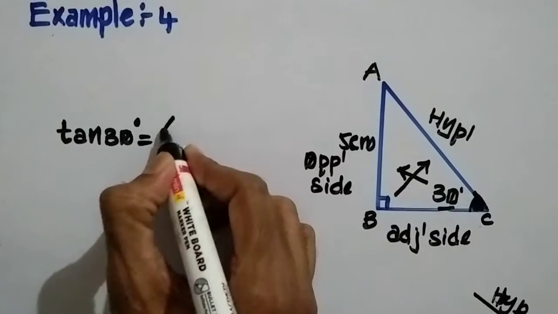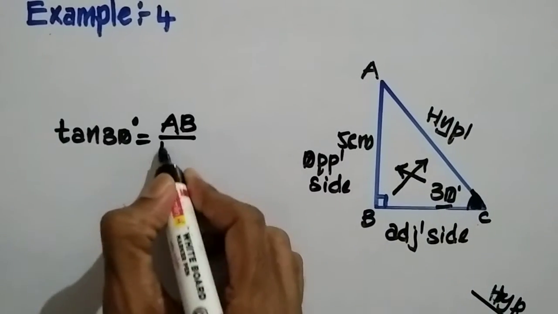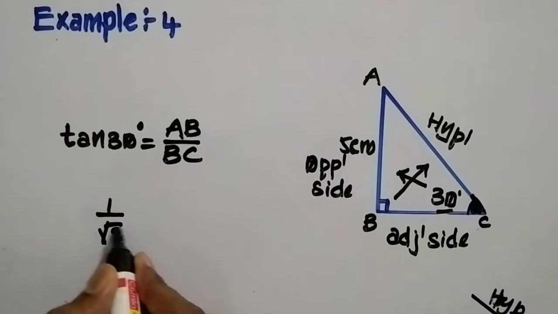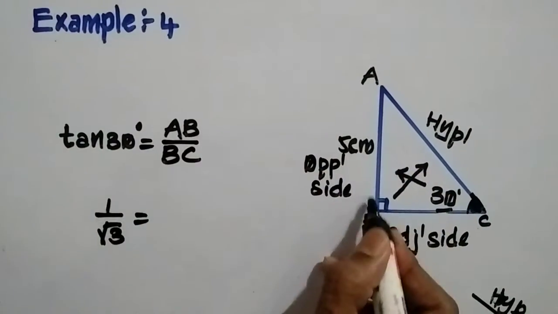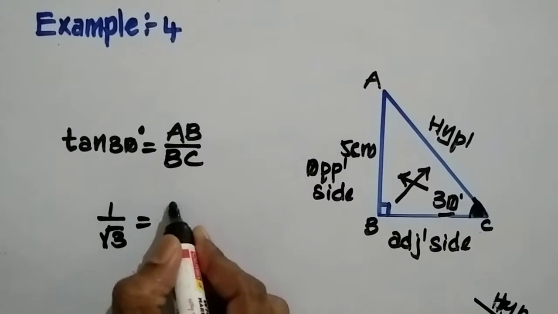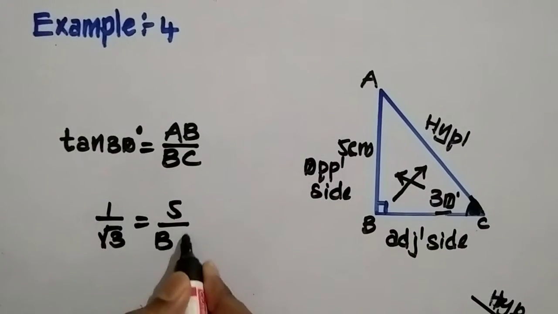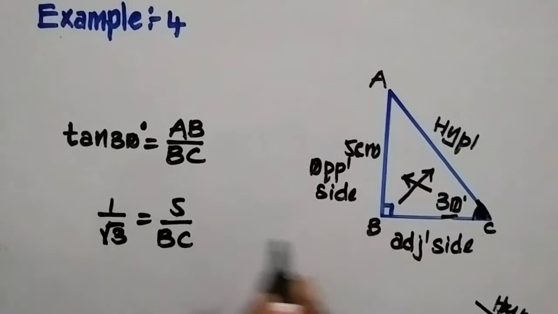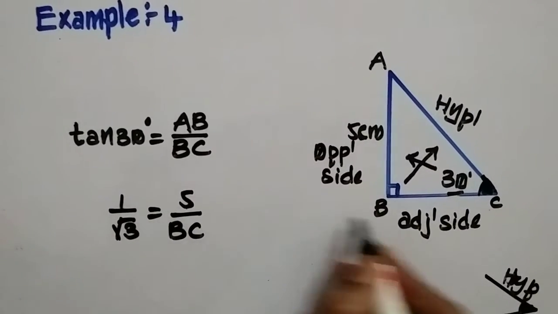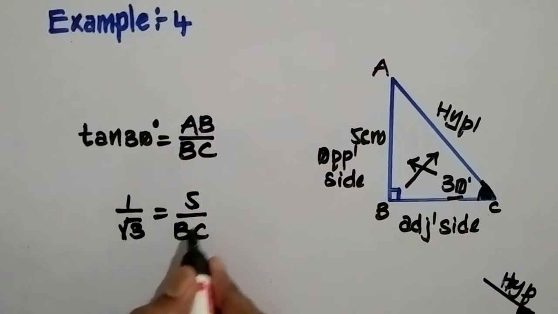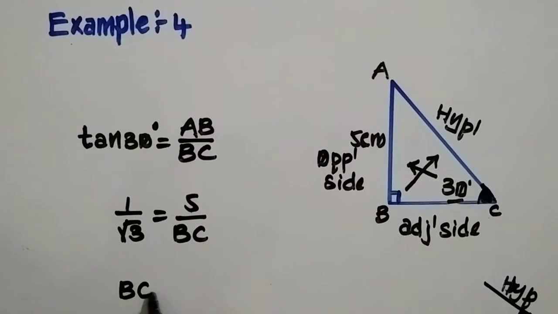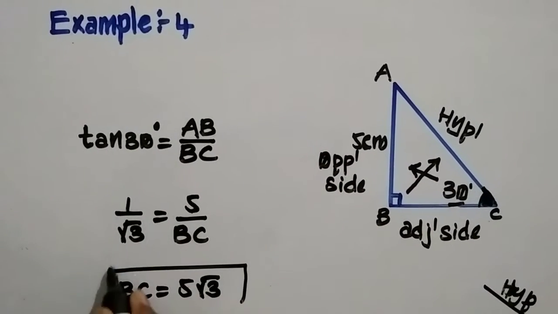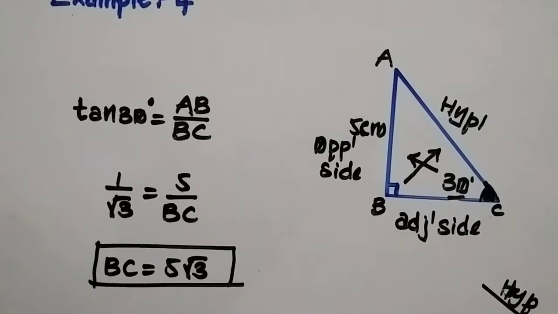Therefore, AB by BC, where tan 30 degrees is equal to 1 by root 3, where AB is the length of AB, given 5 centimeters. In the place of AB, I will write 5 by BC, by cross multiplication. Don't keep the cross symbol here. You should write the steps by cross multiplication from the exam point of view. Now BC into 1 is equal to BC, where 5 into root 3 is equal to 5 root 3. Therefore, we got BC is equal to 5 root 3.